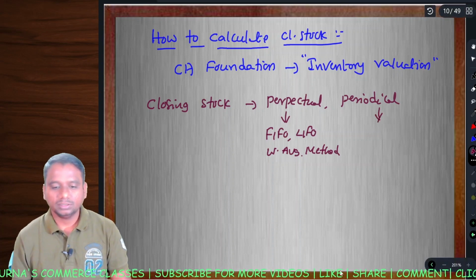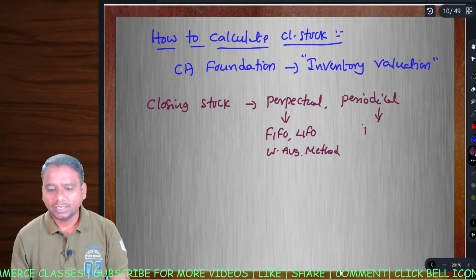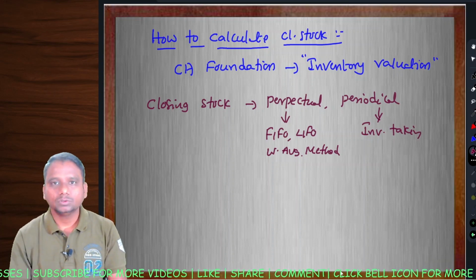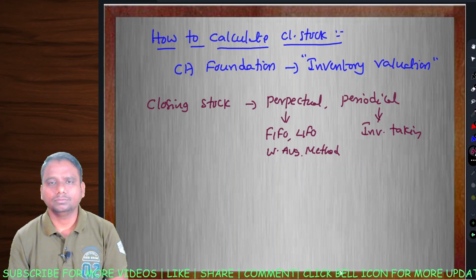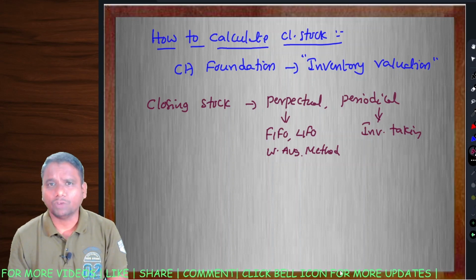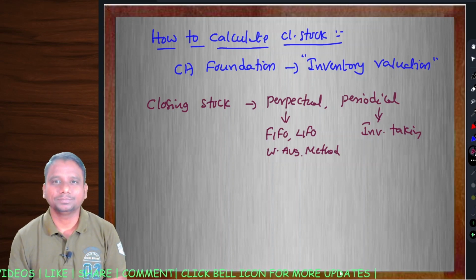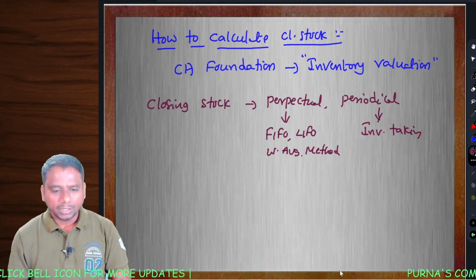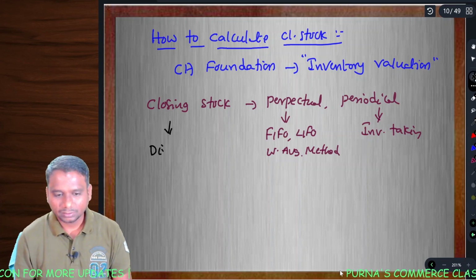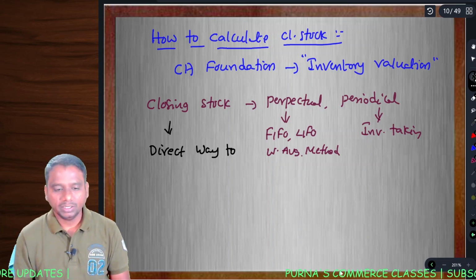And under periodical method, physical verification of stock. Yes or no? Right. Here inventory taking we have seen, physical inventory counting. So we take the count of stock physically. Okay, right. This is the procedure we followed in the inventory valuation chapter for calculation of closing stock. Okay, but this is direct way to calculate closing stock.